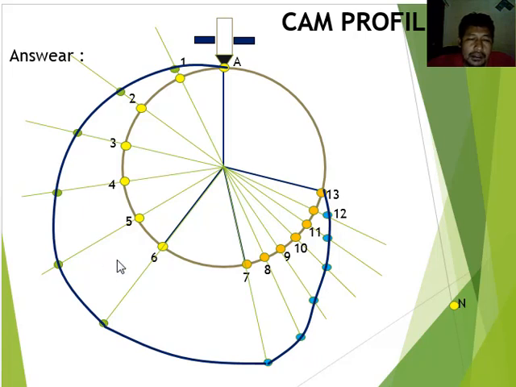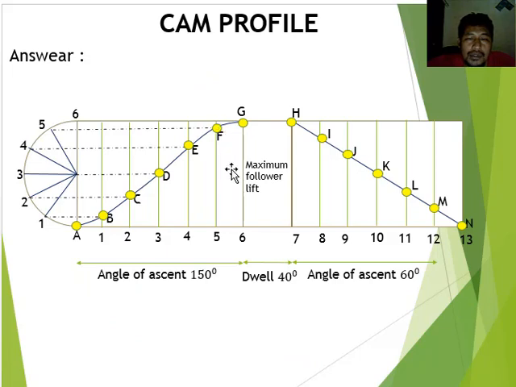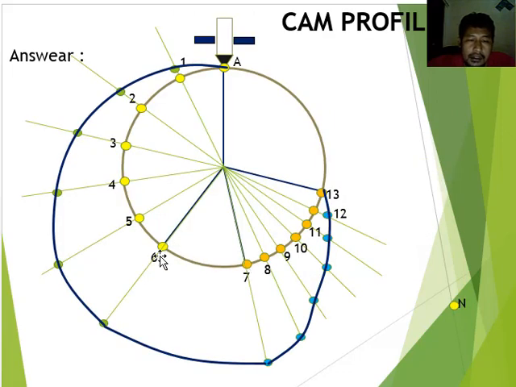After that, you can draw the dwell motion. The dwell motion has a length the same as the 6 displacement of the follower. 6 and 7 have the same length. So you can draw the curve of the cam profile like this.